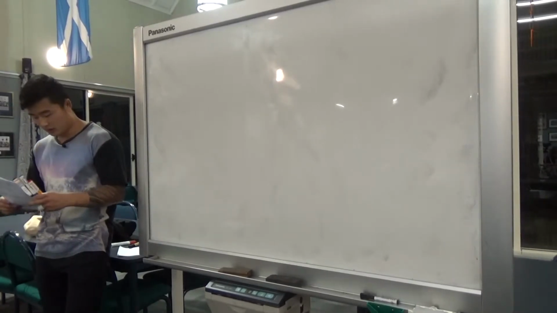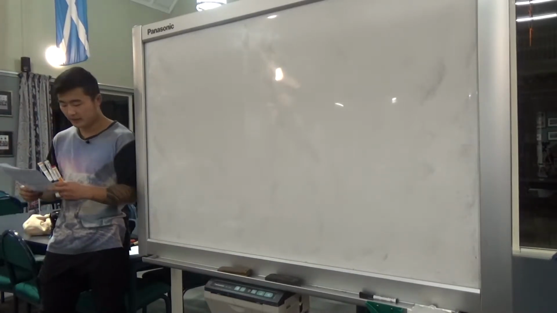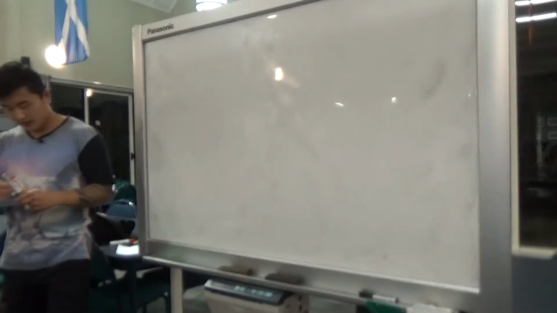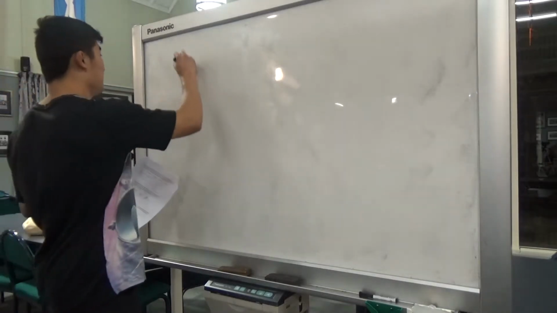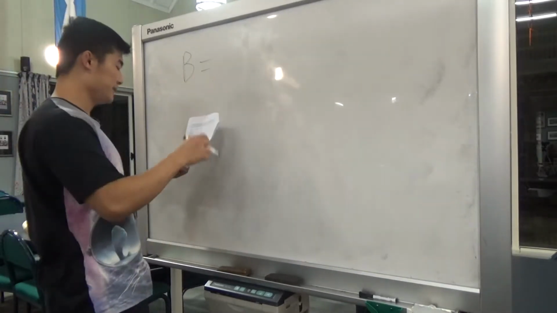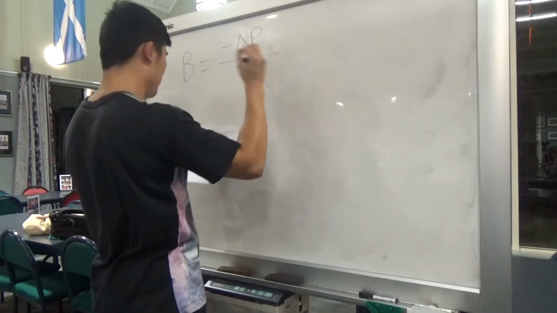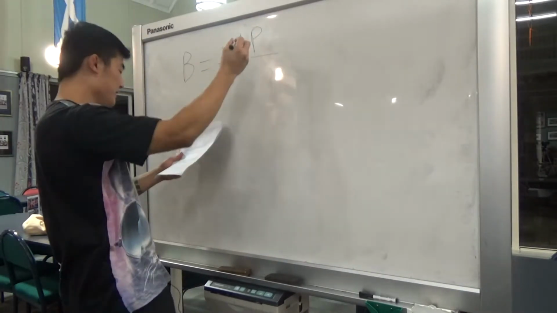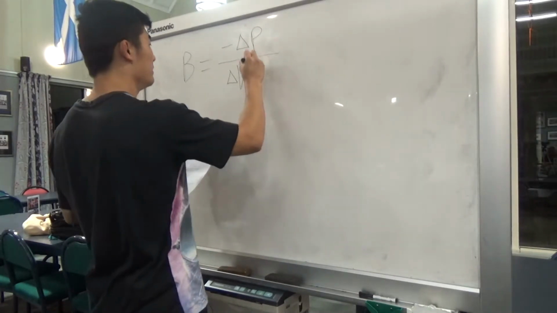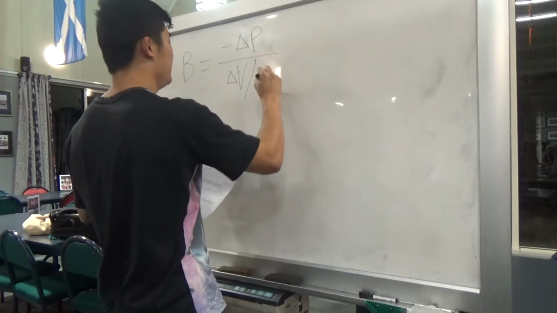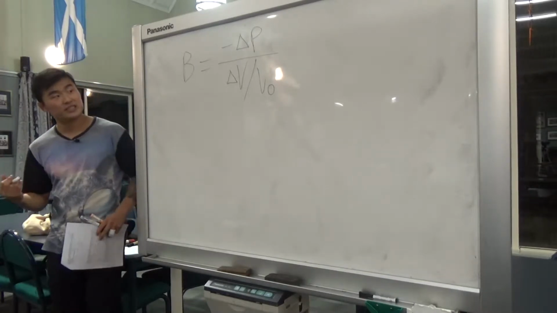So for this is bulk modulus. We've been given the bulk modulus of ice, which is 2.2 times 10 to the 9. So the equation for bulk modulus, so B is bulk modulus, and that's equal to the negative of delta P over, so delta P is the change in pressure, and that's over delta V, which is the change in volume, over the original volume, VO.